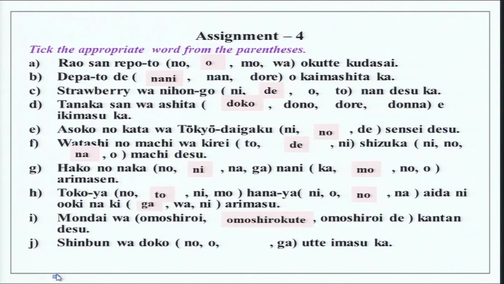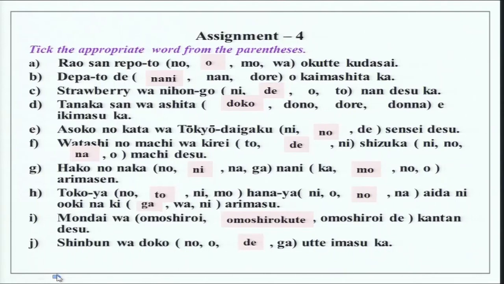Mondai wa omoshirokute kantan desu. Again, we are joining two adjectives, I adjective and na adjective. So, joining I adjective like this, you have to remove the I and put kute for and. Omoshiroi and easy. If you put na over here with mondai, then it becomes mondai wa omoshirokute kantan na mondai desu. As mondai is not present over here, we have not put mondai over here, then it is just kantan without the na.